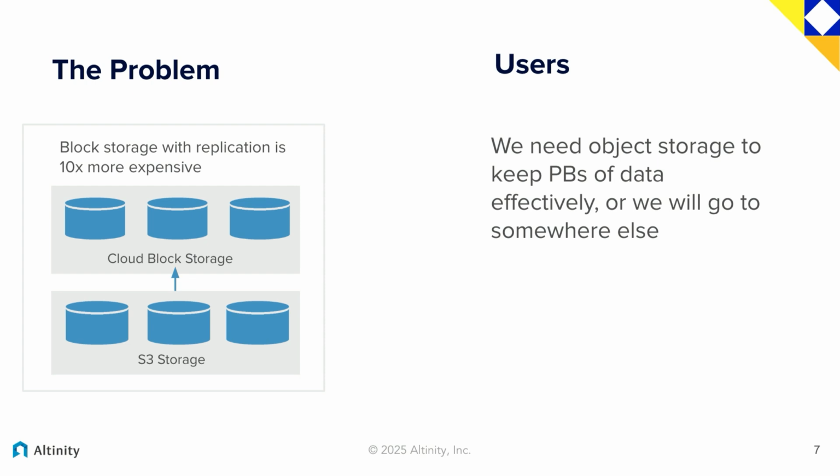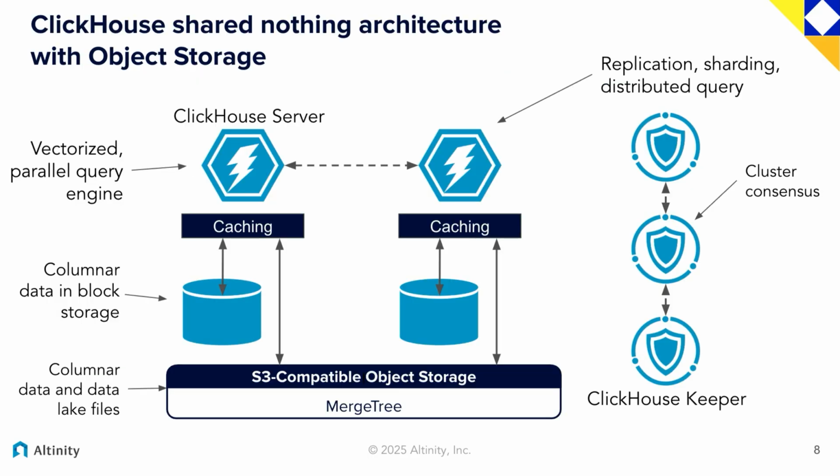So users want object storage, because it is 10 times less expensive for keeping those petabytes of data. Otherwise, they will go not to ClickHouse, but to some other technology like StarRocks, for example. So the ClickHouse team, of course, added object storage, and there is a layer below ClickHouse that keeps ClickHouse data in object storage as well, but in this proprietary ClickHouse format, which is called MergeTree.